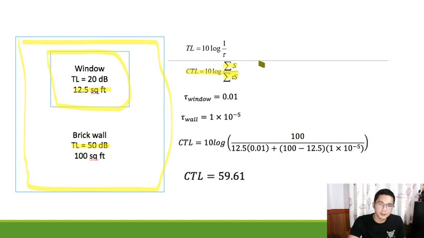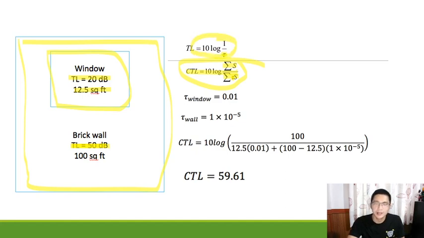So, ito yun, di ba? Ito yung formula for the CTL. Tingnan natin, meron ba tayo ng mga given? Surface areas, S, meron tayo. Next, meron ba tayo ng tau? Wala tayong tau na given. So, pero, we are given transmission loss. So, dahil given tayo ng transmission loss, pwede natin gamitin yung formula niya to compute for tau.